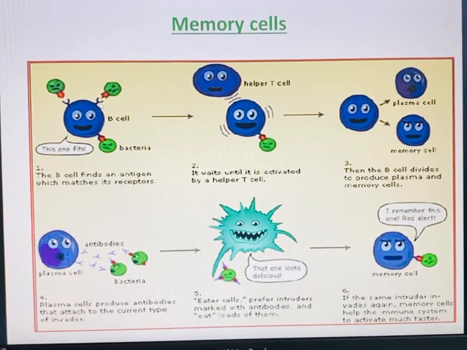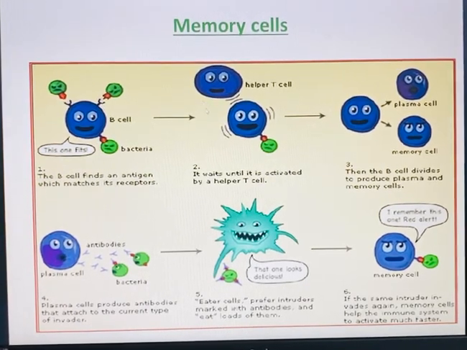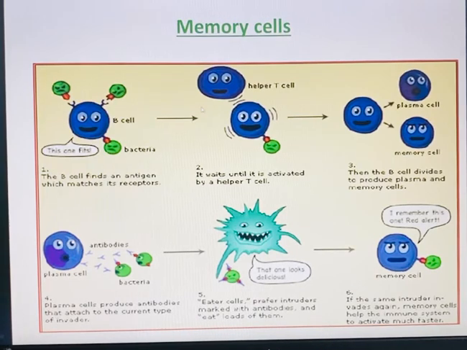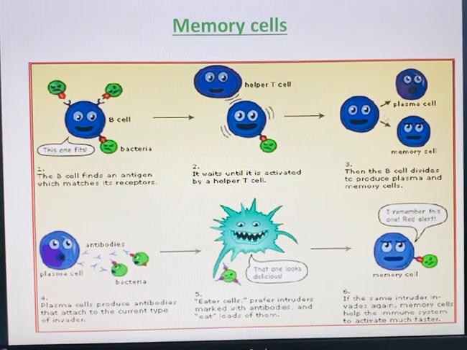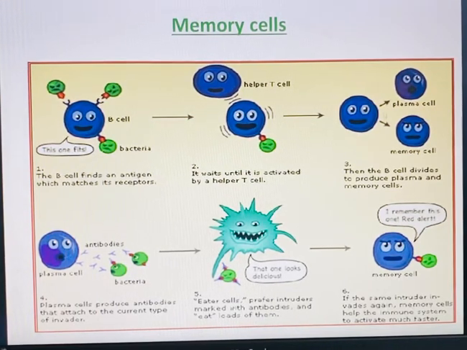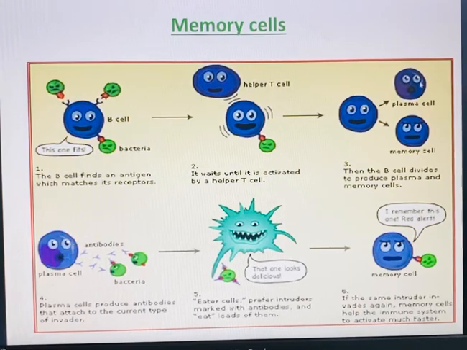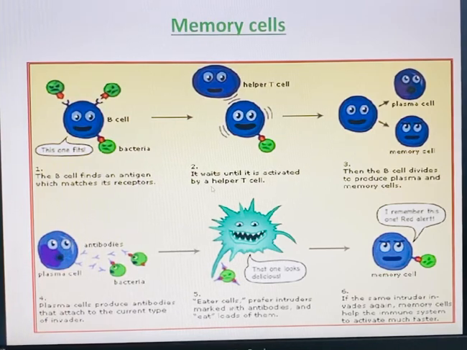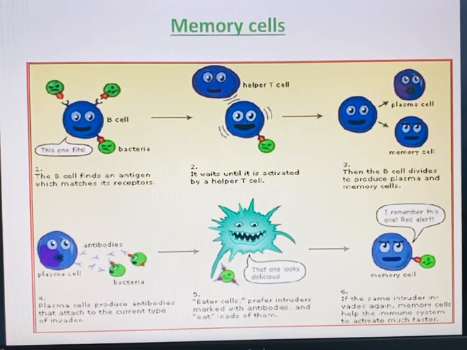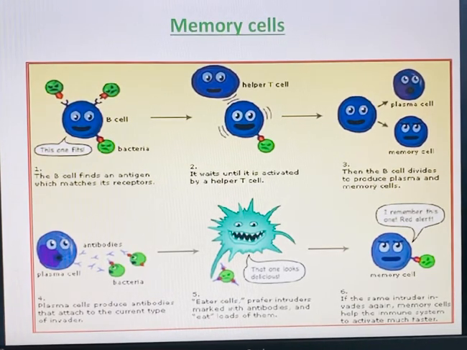This is the antibody. In the previous class you learned how antibody is produced. Then the helper T cells scan them all, and the helper T cell leads to the production of plasma cells and also memory cells. Two types of generations are produced. Clear? The first step, the B cell finds an antigen which matches its receptors. Number 2, it waits until it is activated by the helper T cells. And number 3, the B cell divides to produce plasma and memory cells.